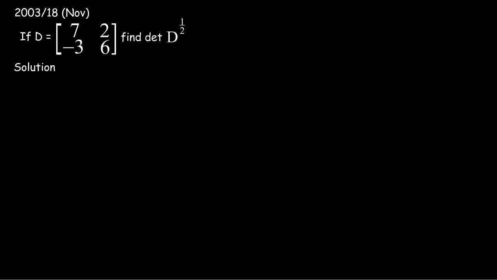We have another example from November 2003. It states that if D is equals to matrix 7 2 minus 3 6, find determinant of D raised to the power of half, or the square root of D.